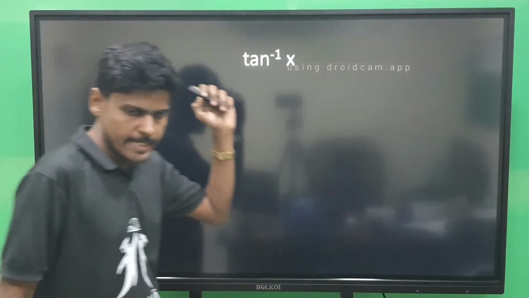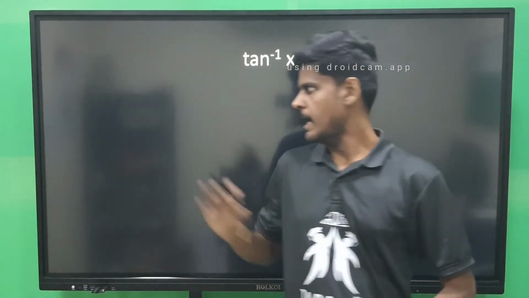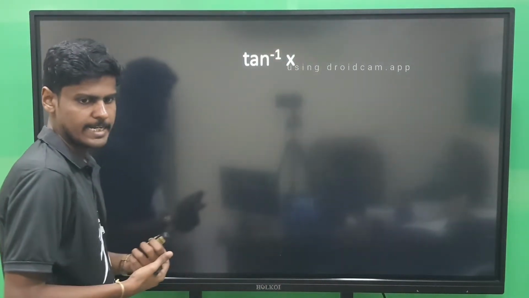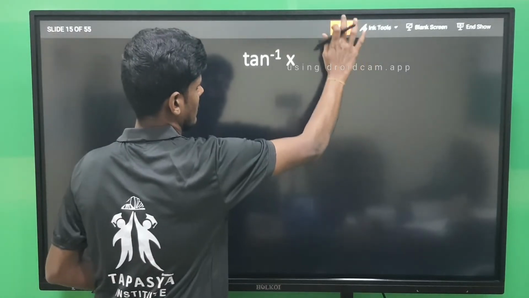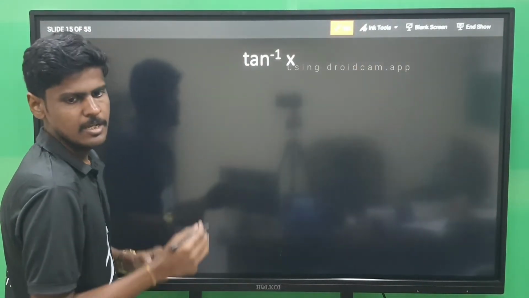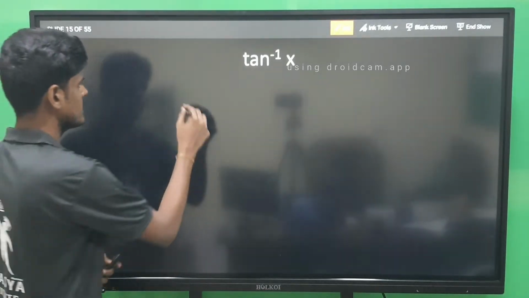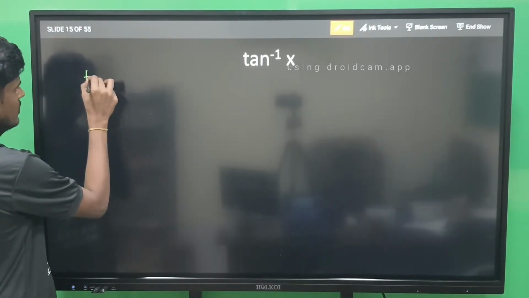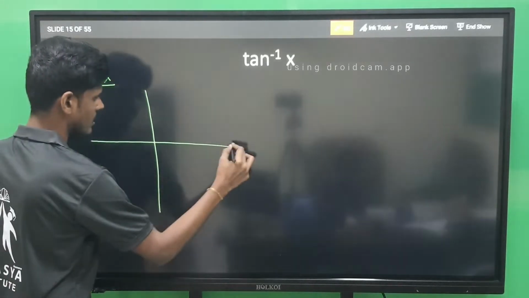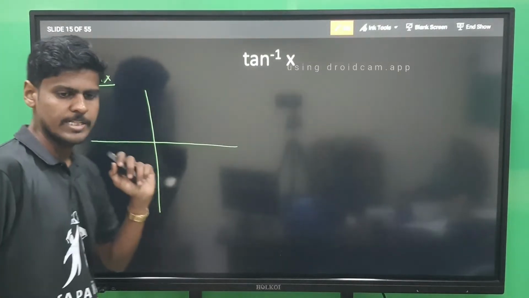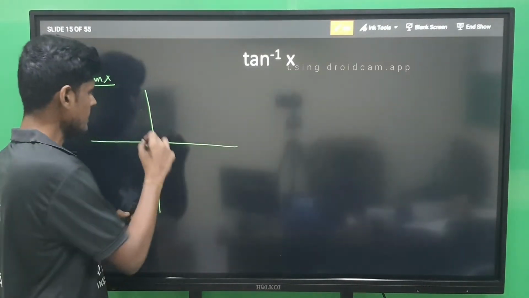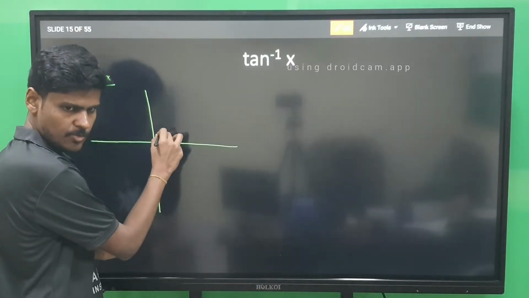Next, graph of tan inverse x. Again, this is another simple question, students. We should find the graph of tan inverse x. First, before finding the graph of tan inverse x, we will try to plot the graph of tan x. Tan x graph. What is tan 0, students? Tan 0 is 0. Tan 90, infinity. Tan 45, 1.